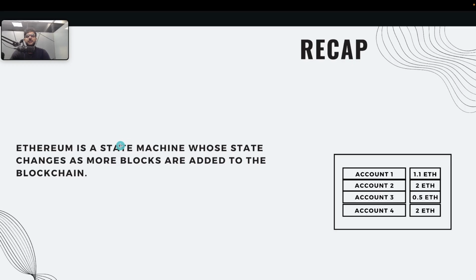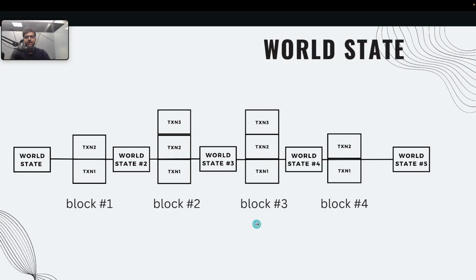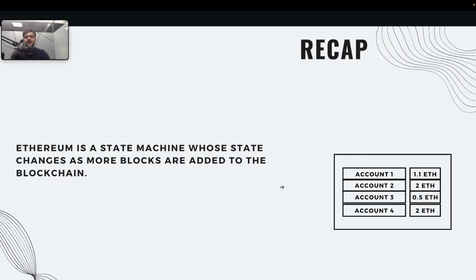It is a state machine. Here is the state. One block got added. Then this is state number 2. Then another block got added. This is state number 3. What is this called? This is called a state machine. You are going from one state to the next state based on some changes that happen in every block. So what is Ethereum? Ethereum is a decentralized, verifiable state machine.